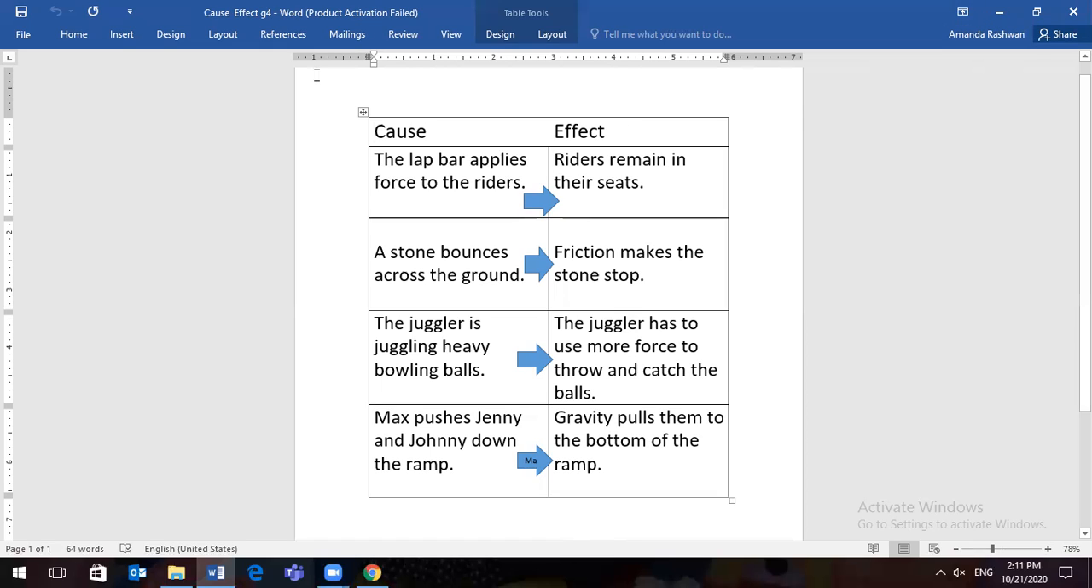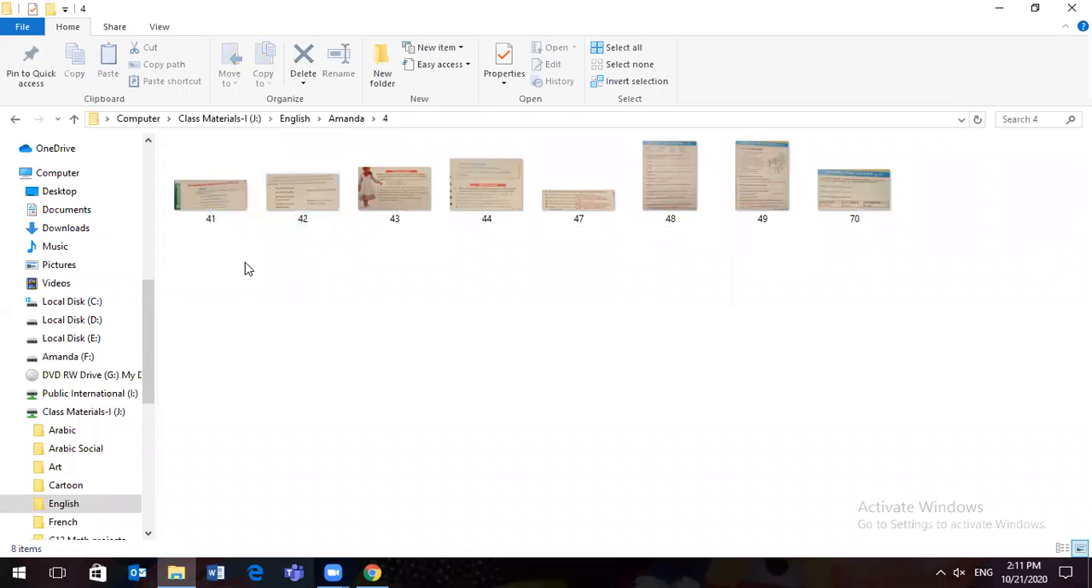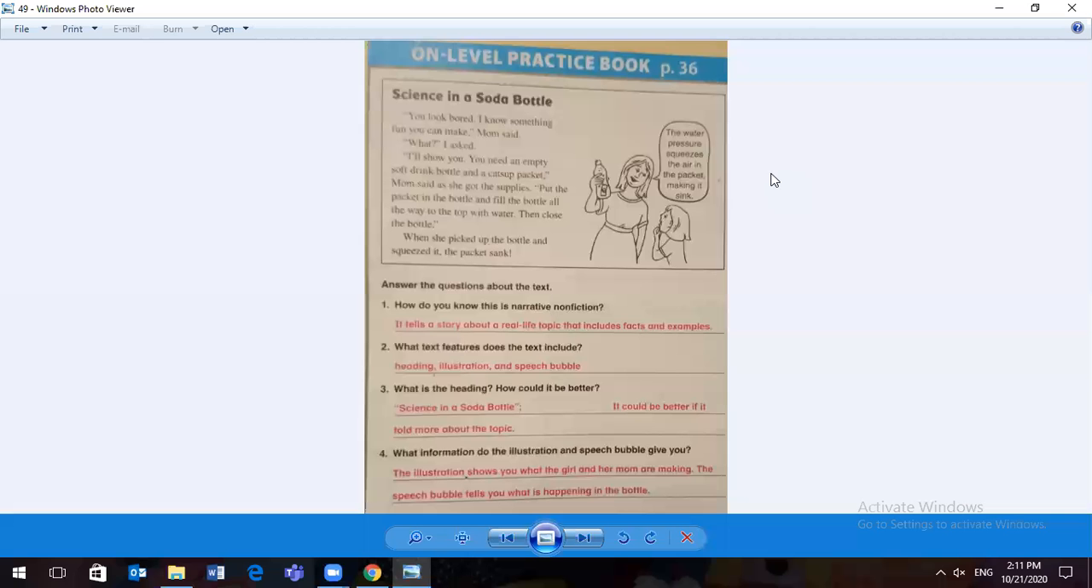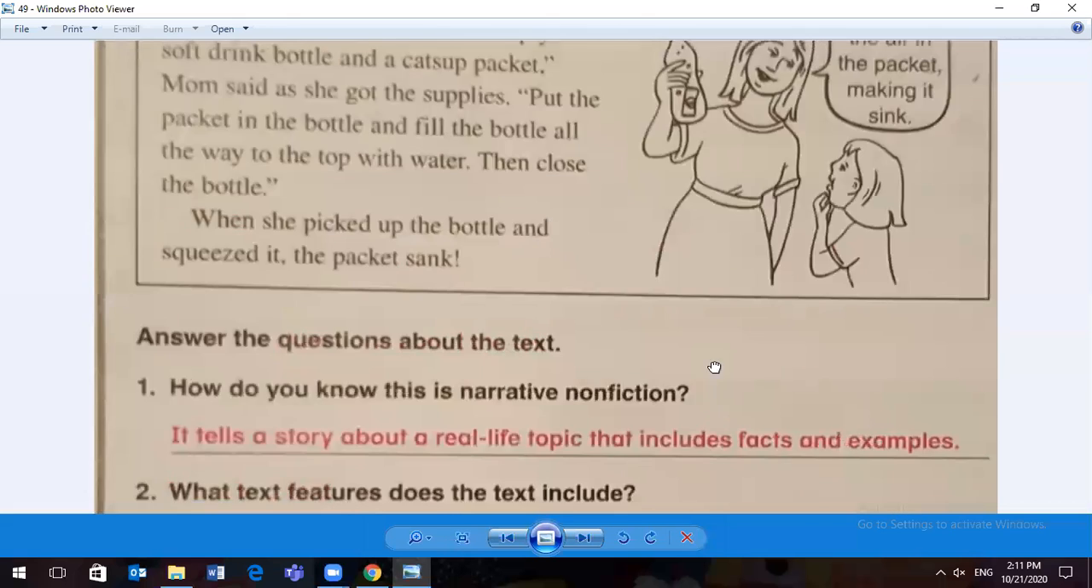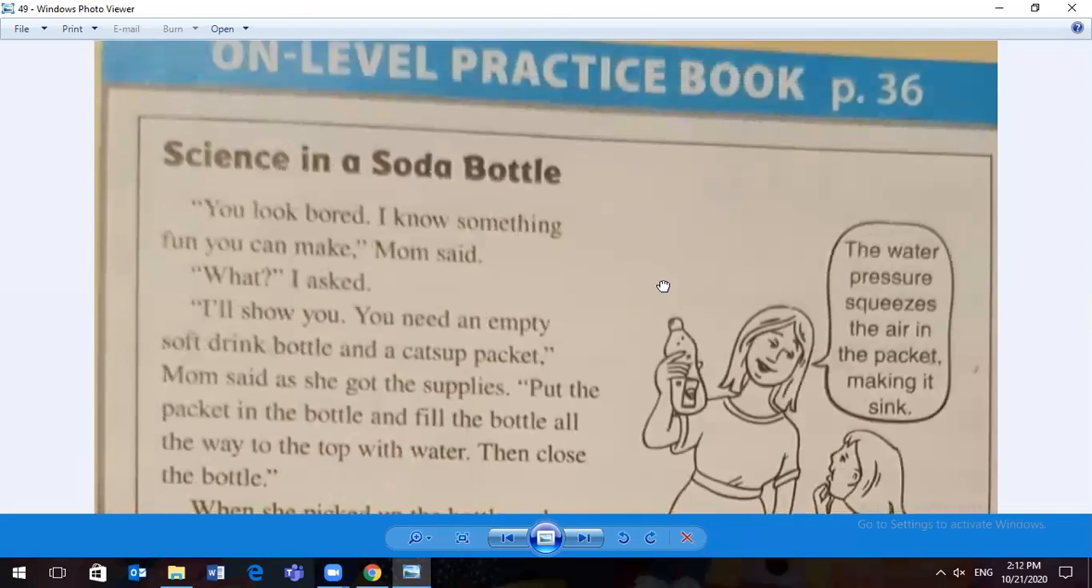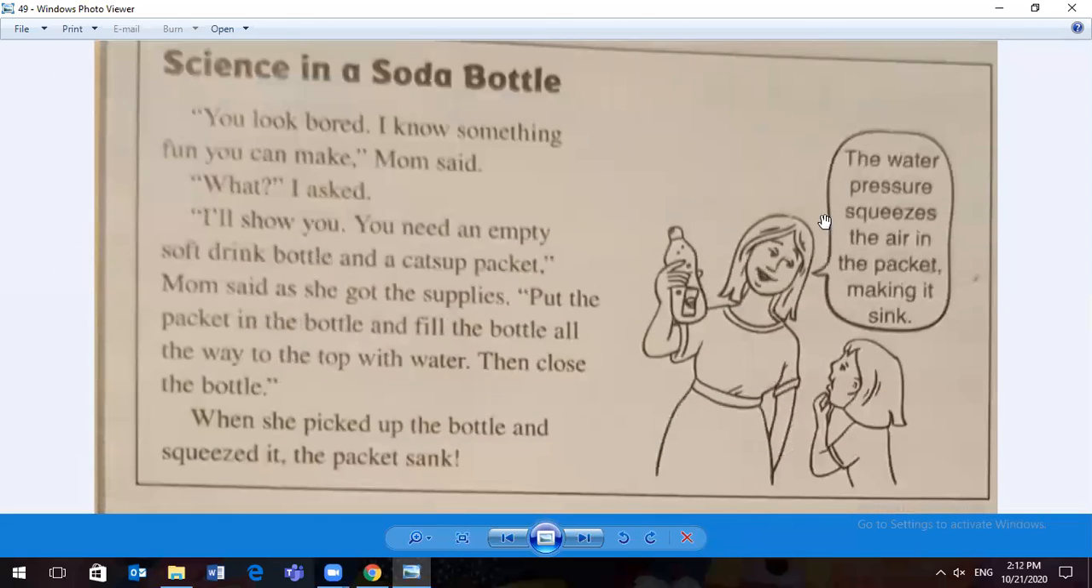Oh, I forgot one other thing. Let me just get out of here and go back. Here we go. Today we also discussed, I'm sorry, I forgot. We also discussed the genre of our story, okay?